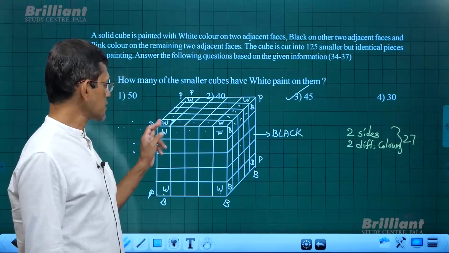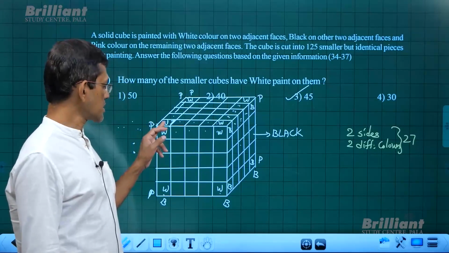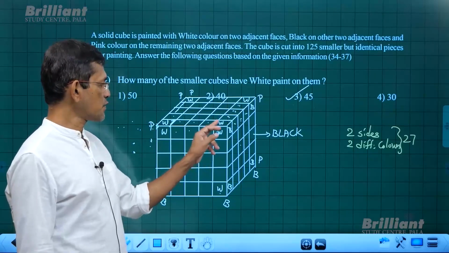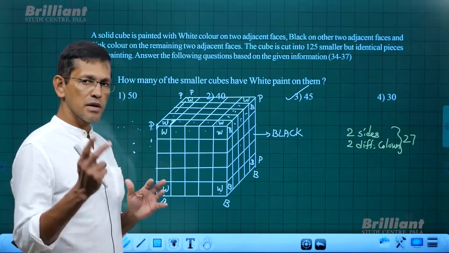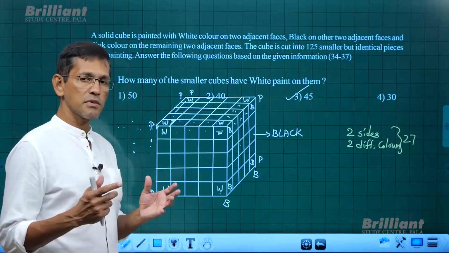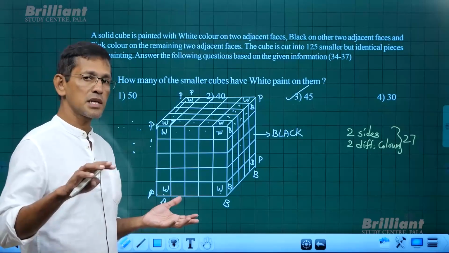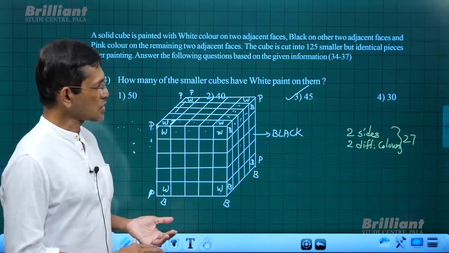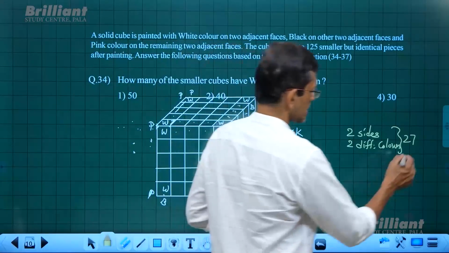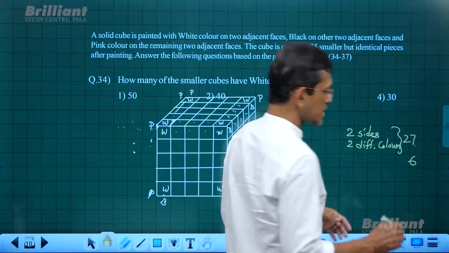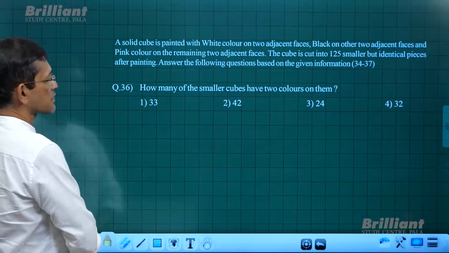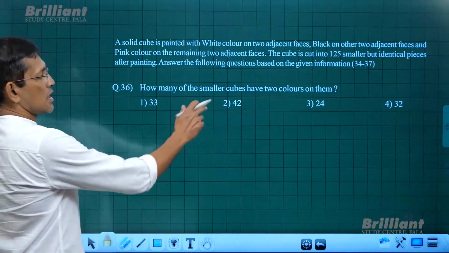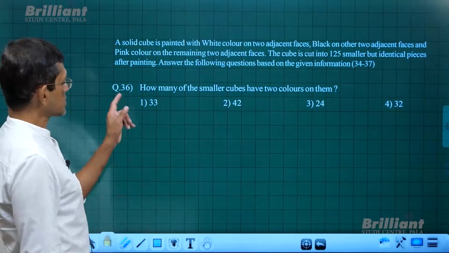And this one, it's white and white, pink. So that means it has 2 colors. Then we have white and white, black. So ultimately, of 8 corner cubes, 2 of them have 3 colors and 6 of them have 2 different colors. 3 sides painted but 2 different colors. So ultimately, we have 27 plus 6, 33 would be the answer. So 33 would be the answer for question number 36.